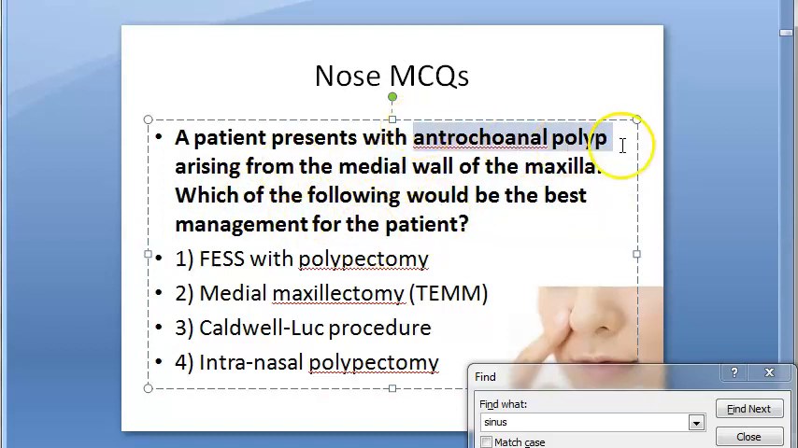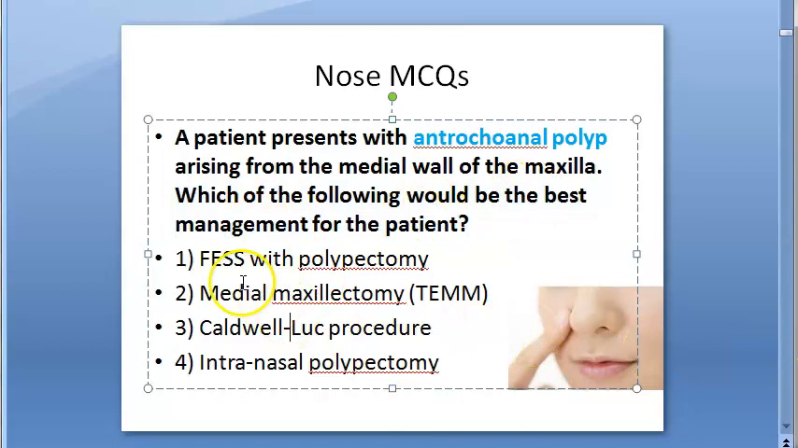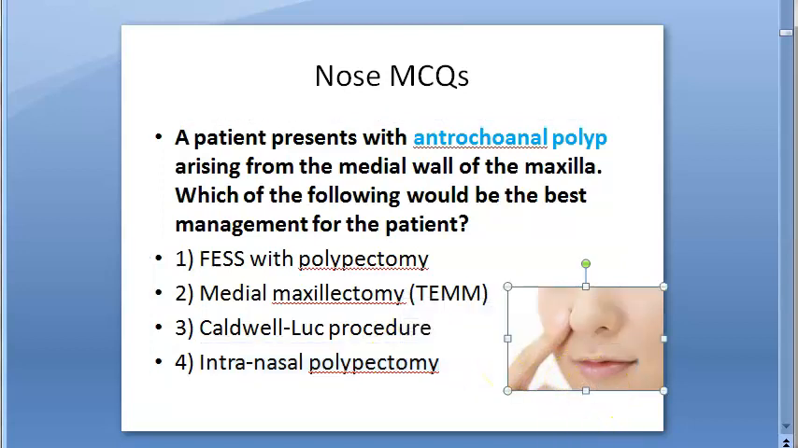So here you have what? An antrochoanal polyp. So this is coming from what? Maxillary sinus. It is arising from the medial wall of the maxilla. Yeah. Which of the following would be the best management for the patient? So they are talking about the management, treatment, etc. The options are FESS with polypectomy, medial maxillectomy, TEM, Caldwell-Luc procedure, intranasal polypectomy. So what is the answer? We have heard a lot about FESS, isn't it? So let's look at the answer here.